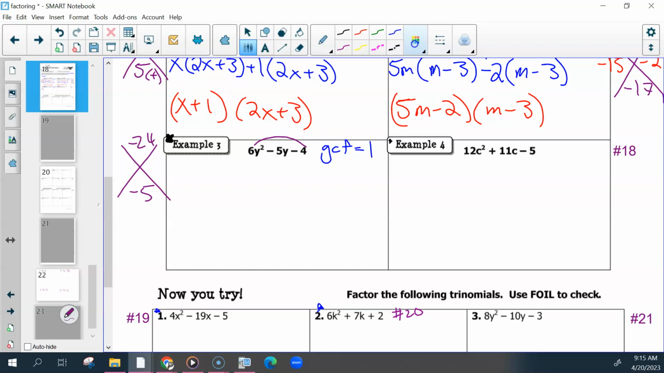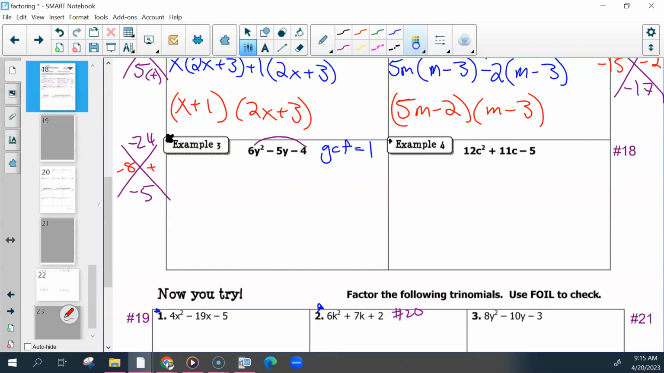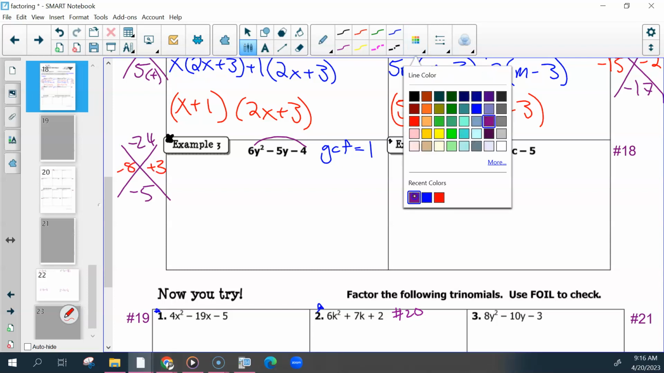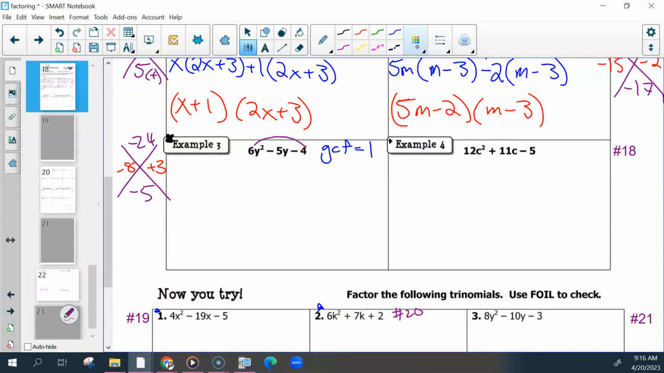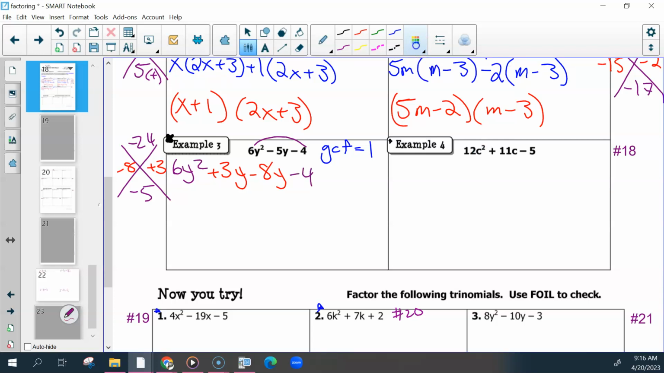Would that give you negative 5? Negative. You were close. You just had to switch. Negative 8 and positive 3. So then we have 6y squared. Really doesn't matter. We put either one first. Which one do we want to come first? Okay. Plus 3y minus 8y. If you put the 8 first, that's fine. Keep going. Minus 4.